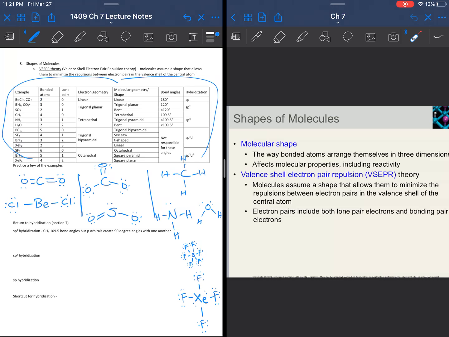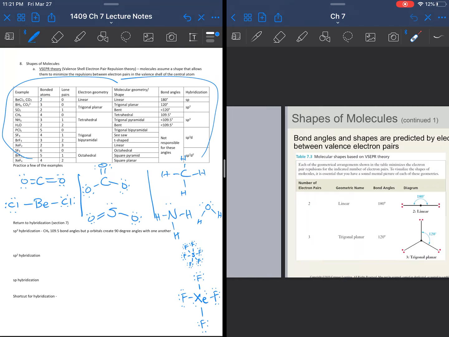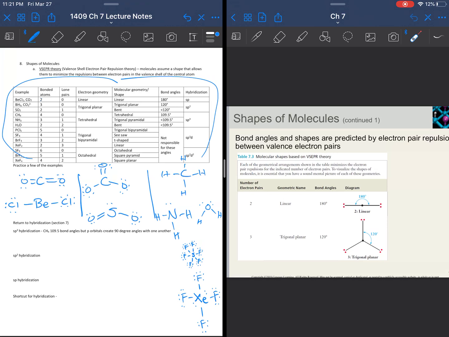You guys hopefully are working on memorizing these geometries. We're going to start off with the smallest ones. We're going to start off with 2 sets of electron groups and 3 sets of electron groups. Now, I've split this up into bonded atoms versus lone pairs. Now, that is always about the central atom. You're not looking at every lone pair in the molecule. You're looking at lone pairs on a central atom. VSEPR theory is only referring to geometry around one central atom.